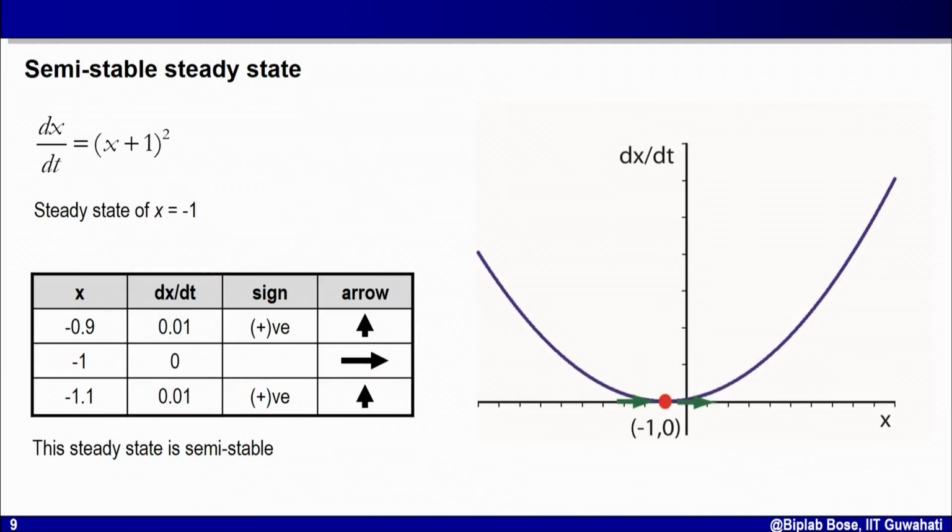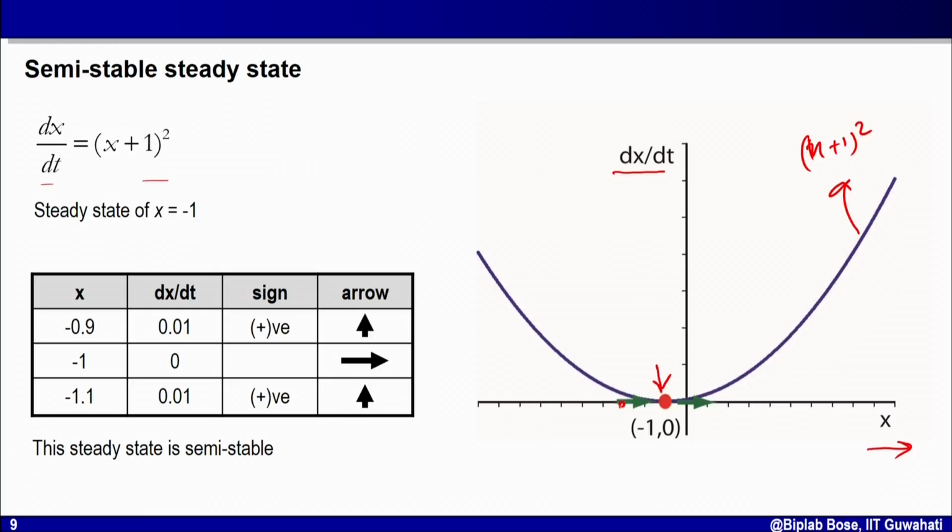Now let us look into the same system in a dx/dt versus x plot. So my equation is dx/dt is equal to x plus 1 whole square. I have plotted x in the horizontal axis, dx/dt in the vertical axis, and this curve represents x plus 1 whole square. So you can see this curve is intersecting the horizontal axis, the axis for x, only at one point, that is minus 1, 0. That means this system has only one steady state.